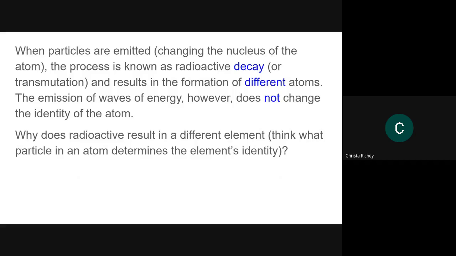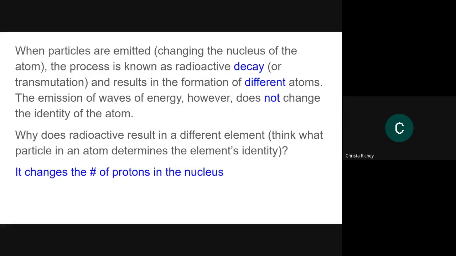So you need to be able to access the periodic table, because I know you haven't memorized that thing. And so why does radioactivity result in a different element? That is not written well. Why does radioactive, that is not grammatically correct. Anyways, I'll fix it later.